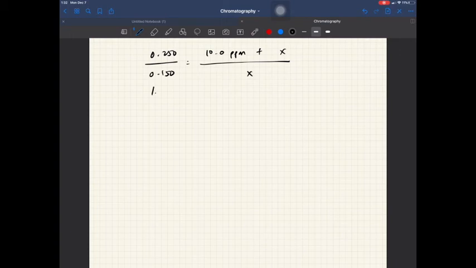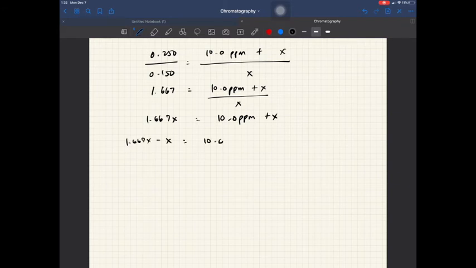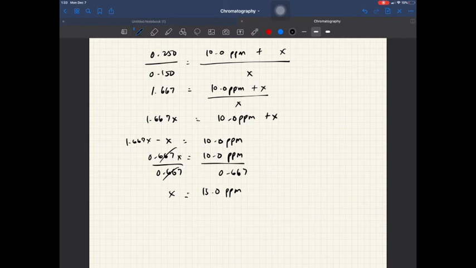We have 1.667 is equal to 10 ppm plus x over x. Then we have 1.667x is equal to 10 ppm plus x. Therefore, we have 1.667x minus x is equal to 10 ppm. And finally, we have 0.667x is equal to 10 ppm. Divide both sides by 0.667, and we get the value of x. We have 15 ppm. Therefore, the concentration of the analyte in our sample is 15 ppm.